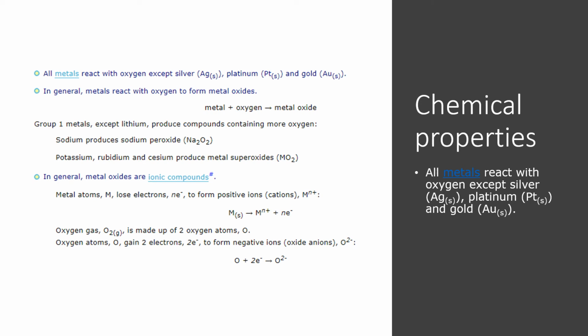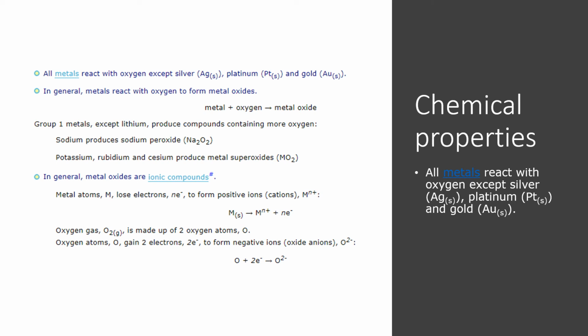All metals react with oxygen except silver Ag, platinum Pt, and gold Au. In general, metals react with oxygen to form metal oxide. Oxide is a compound composed of an element with oxygen. For a metal, the type of oxide is a basic oxide because the oxide, when reacted with water, will form a base or hydroxide.